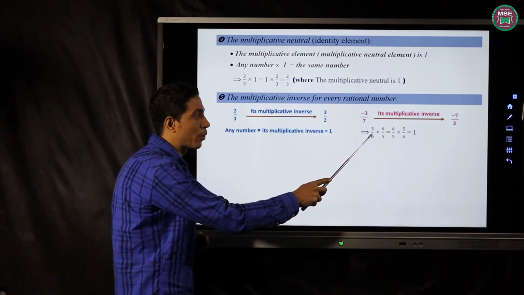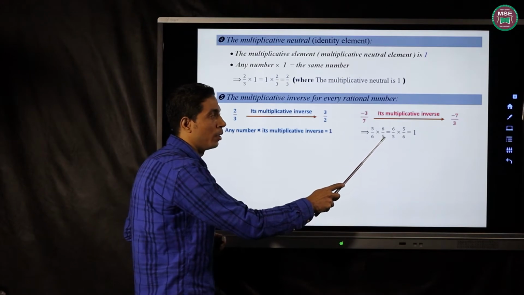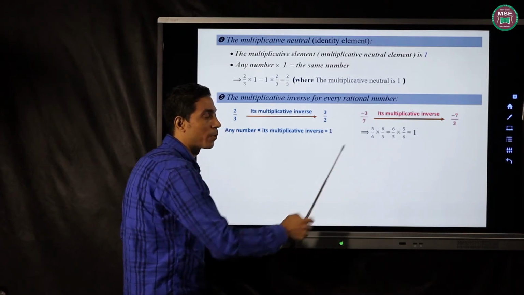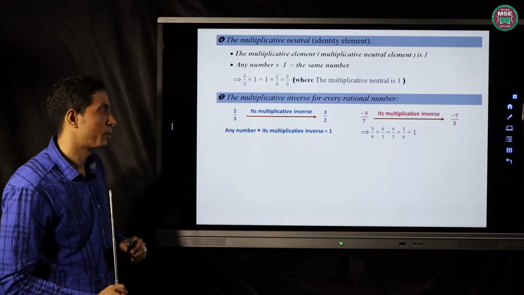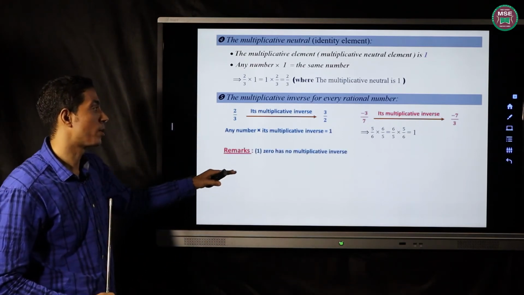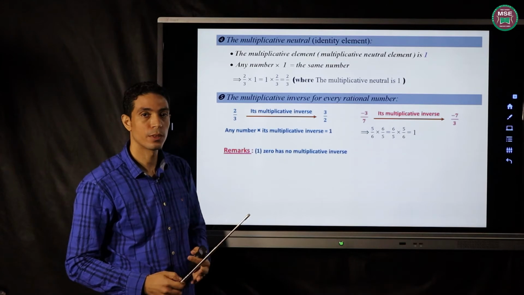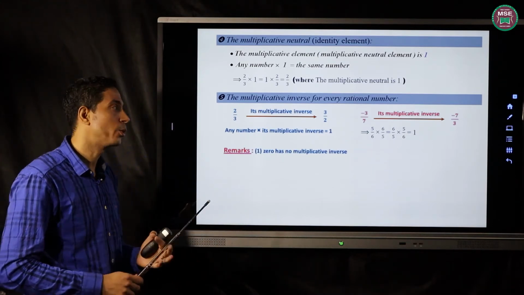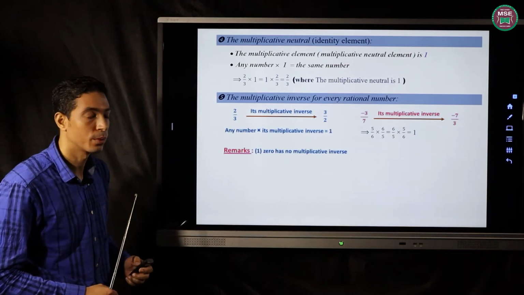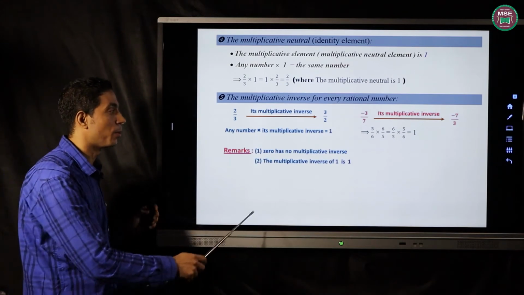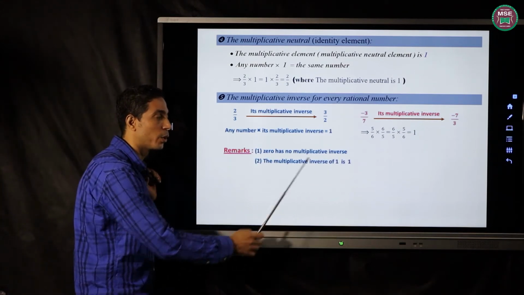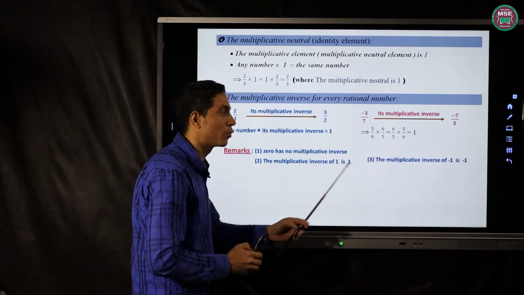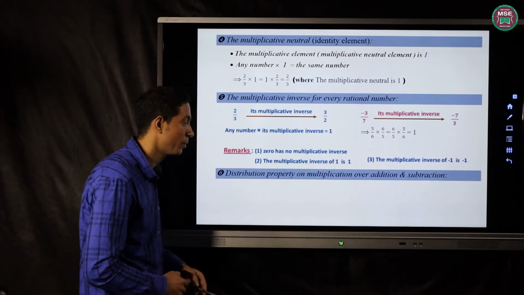Example, 5 over 6 times 6 over 5 equals 1. Remark, 0 has no multiplicative inverse because we can't divide by 0, or 0 can't be written in the denominator. The multiplicative inverse of the number 1 is 1, and the multiplicative inverse of negative 1 is also negative 1.